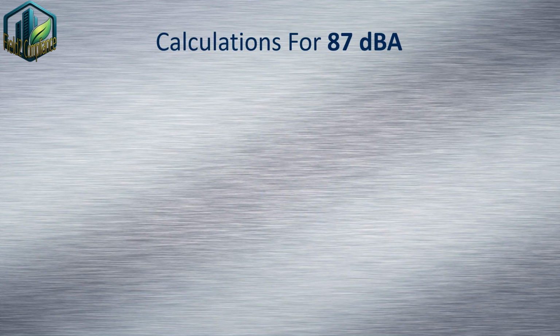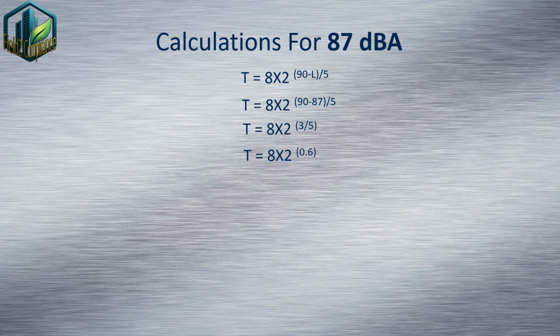Let's do the same thing again, this time for a lower noise level, 87 decibels. We start with the exact same formula. T equals 8 times 2 to the power of (90 minus L) divided by 5. Plug in 87 for L. Now the exponent becomes 90 minus 87 divided by 5, or 3/5. That's 0.6. Next, 2 to the power of 0.6 equals 1.5157.